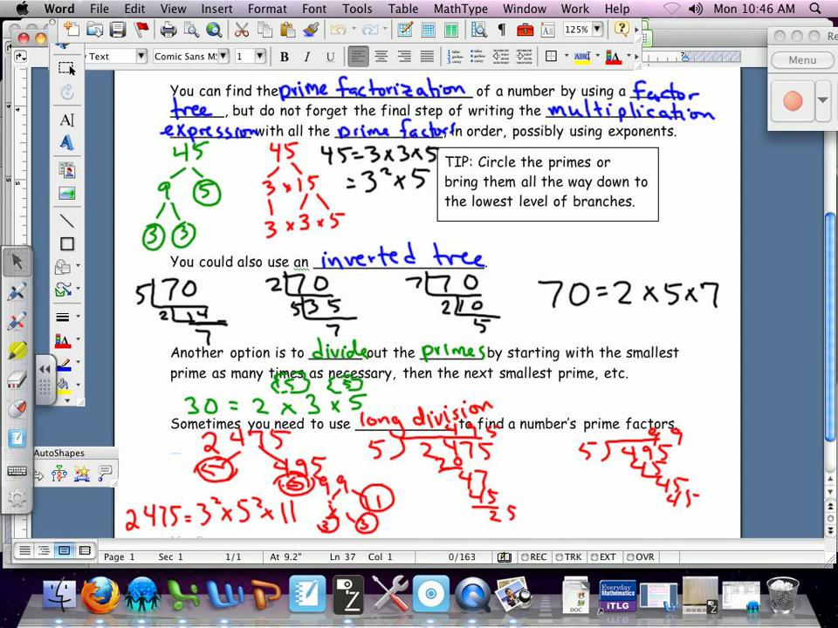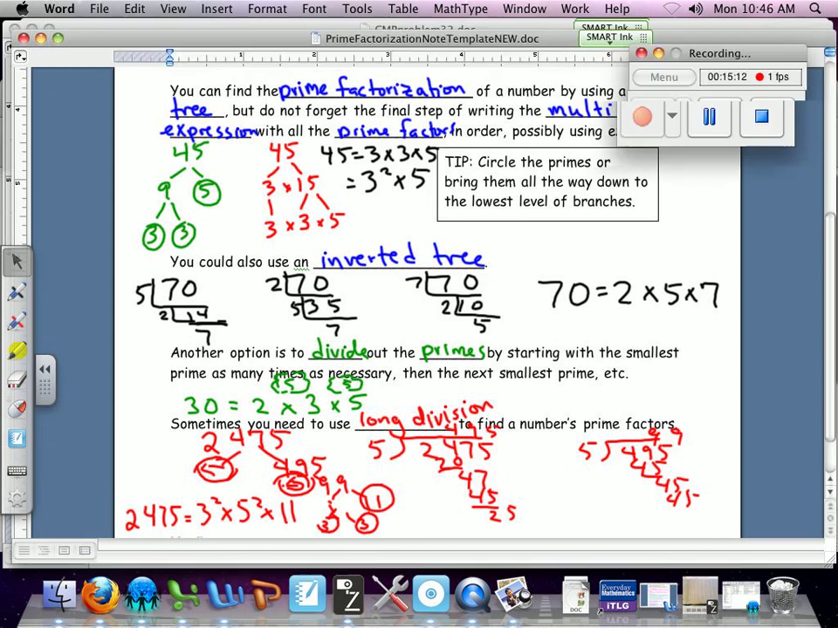So the big point is, prime or composite, it's not just a guess. You actually have to show some work. If you're going to use a factor tree, don't lose any of your primes way up high, and also you might need to use long division, but you don't have to use a factor tree. You could use inverted division, or you could just carefully, systematically divide out the primes. So that's what we have for our notes for today.